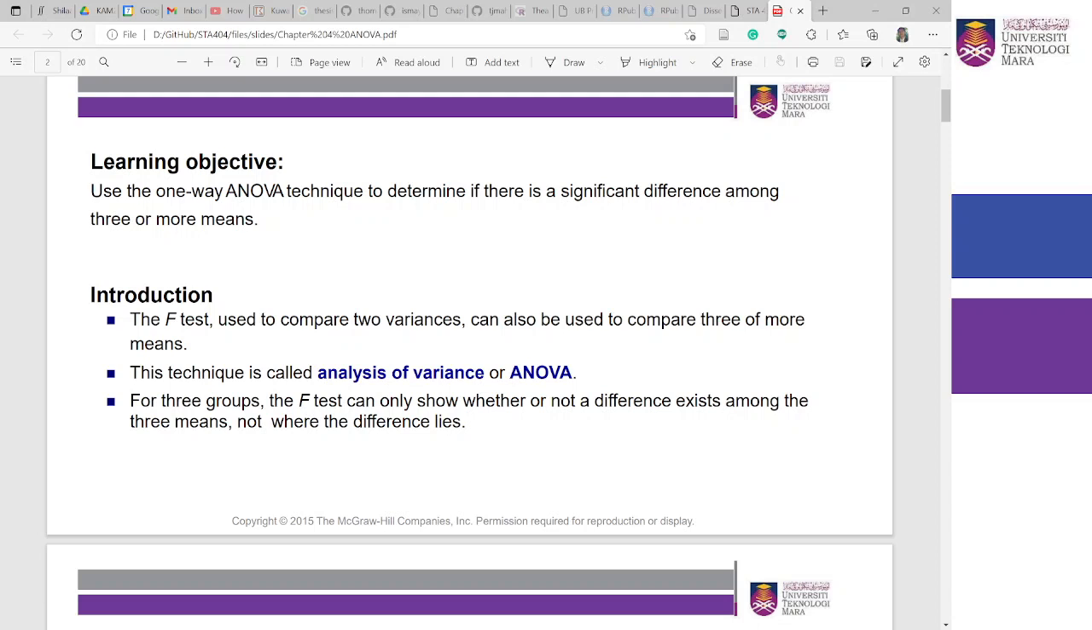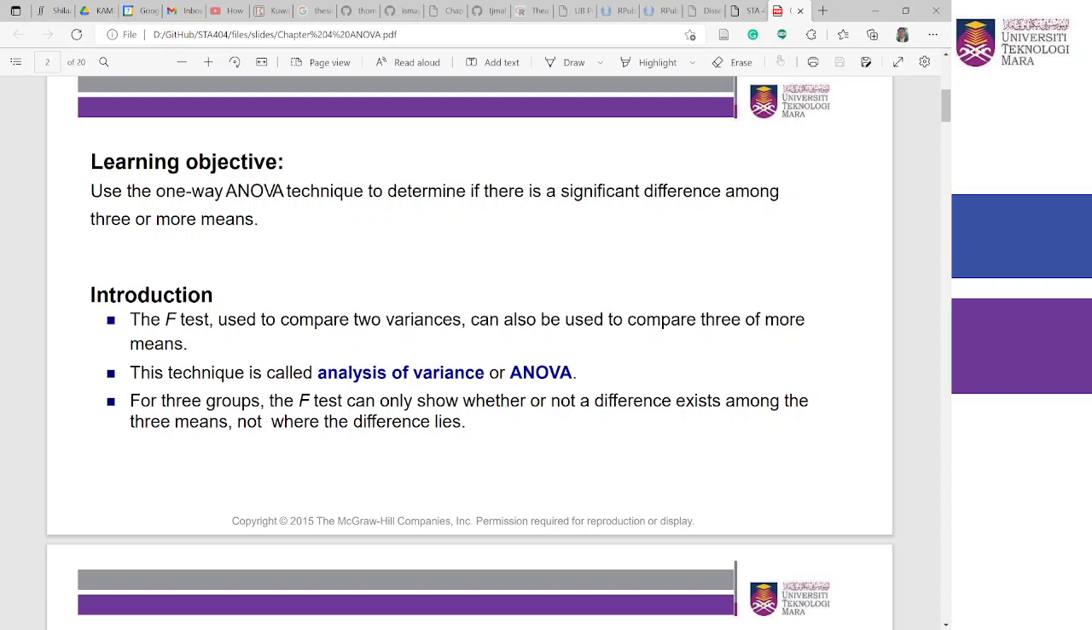Okay, ada perbezaan ke tak? Tapi dia tidak menerangkan where the difference lies. So apa yang dimaksudkan not where the difference lies means that dia tak tengok. Okay, kalau berbeza, yang mana yang berbeza? So dia tak tengok kat situ. Okay, dia tak tunjuk yang tu. So in order to determine which mean differ with the mean yang lain satu.